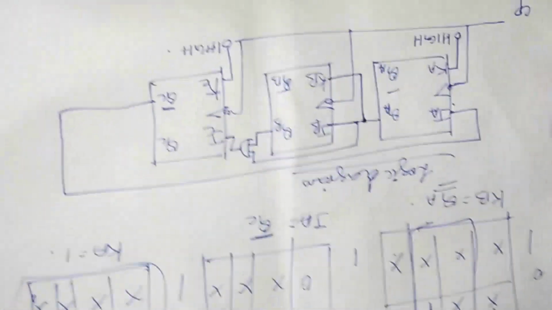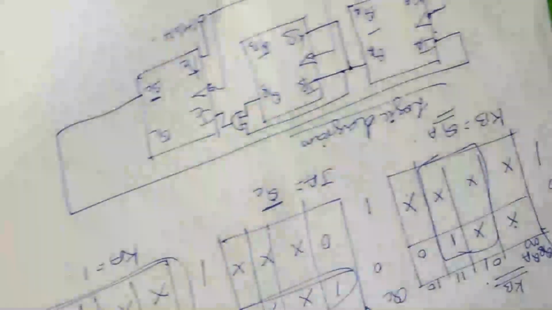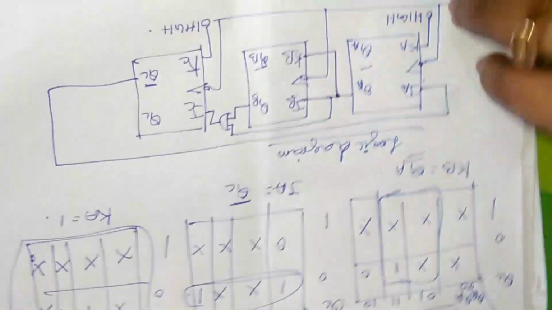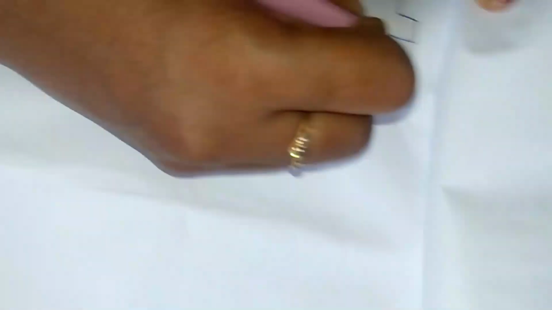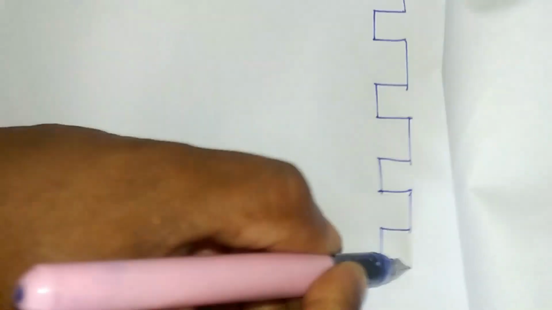And they have asked us to draw the timing diagram. The timing diagram is very simple. I shall draw it for you all. Let us consider the clock pulses. So my clock pulse is valid. Let me name the pulses 1, 2, 3, 4, 5, 6.